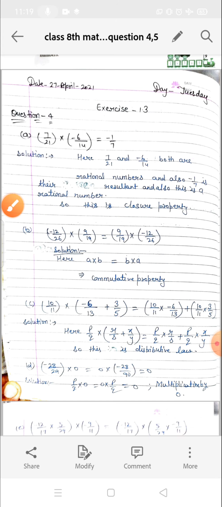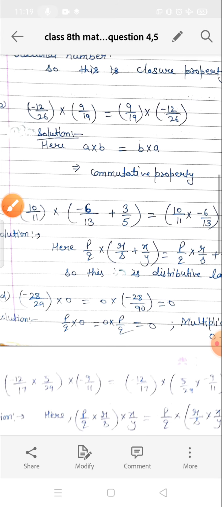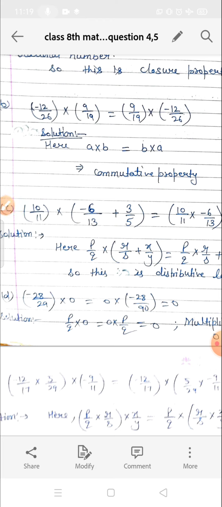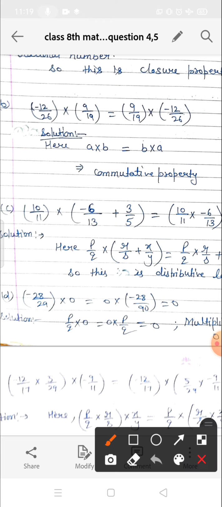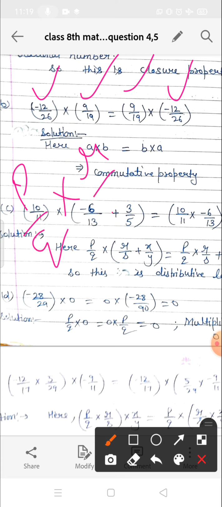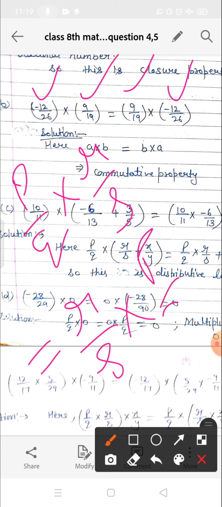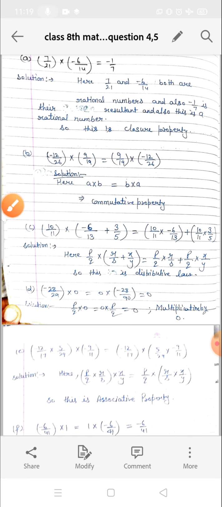Clear? Now we will look at the B part of question number 4. So in question number 4, this is p by q multiplied by r by s and is equal to r by s multiplied by p by q. So which property is this? This is the commutative property. So the answer of the second part is commutative property.